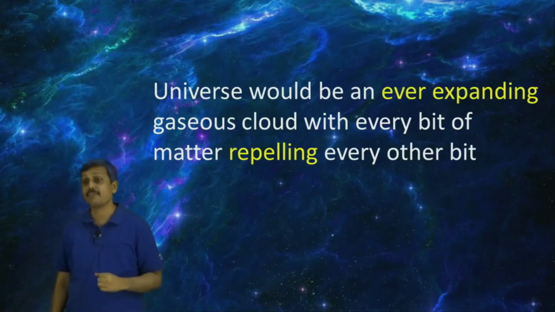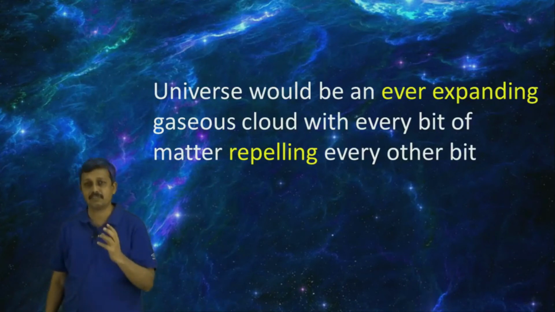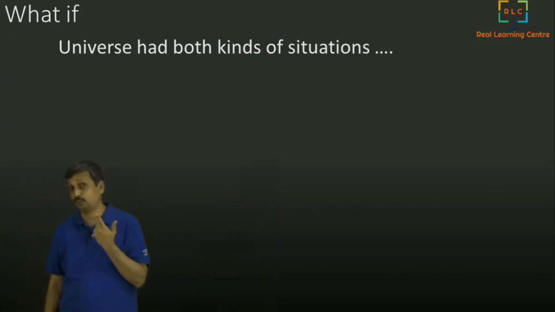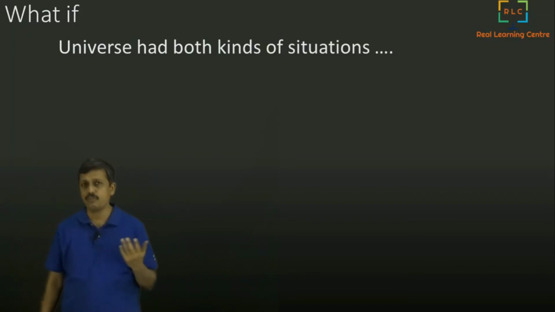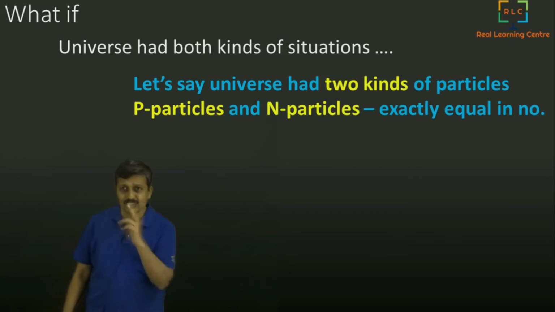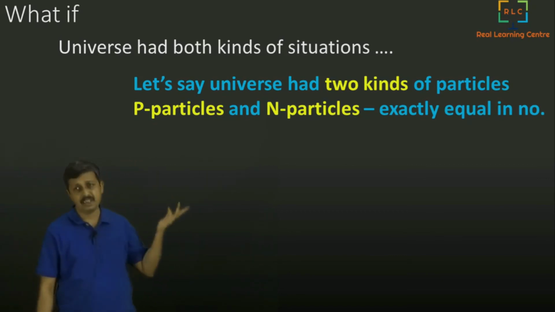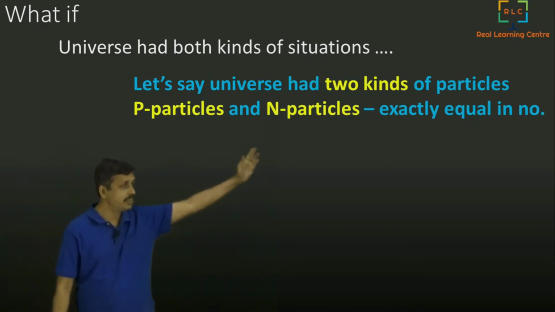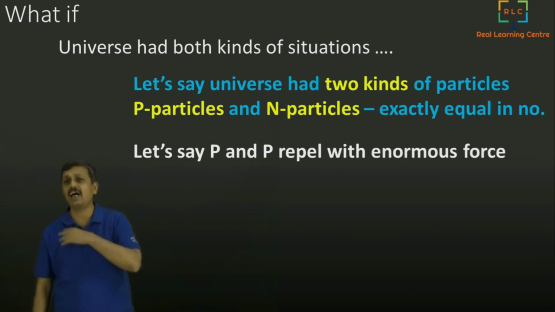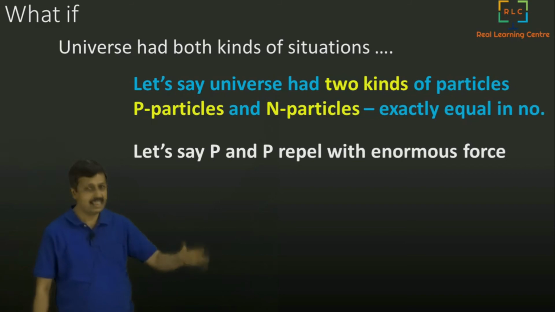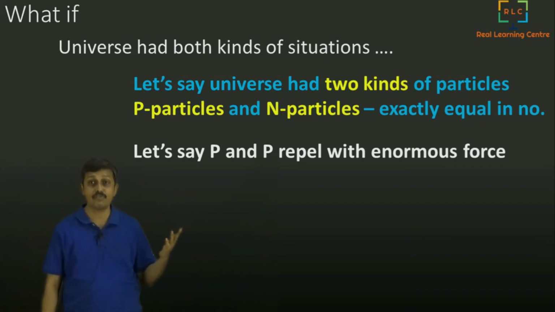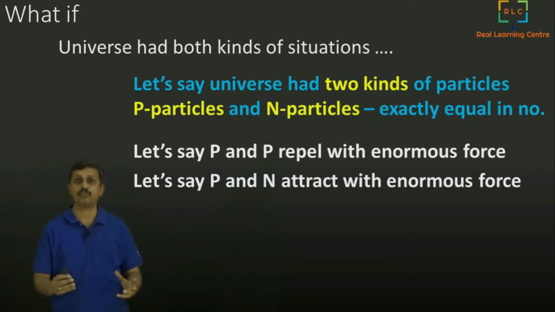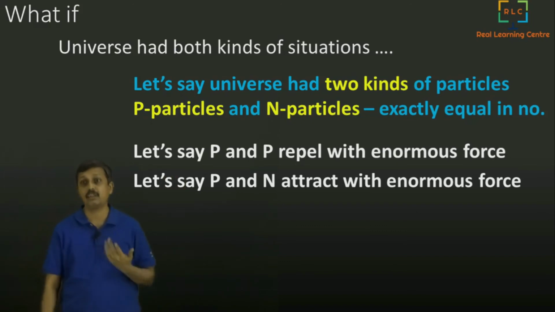So that would have been the case if you had a repelling force much stronger than gravity. Now suppose the universe had both kinds of situations, very strong repulsive force and very strong attractive force. Let's say the universe had two kinds of materials. I will call them p particles and n particles, exactly equal in number. 50% of the particles are p particles and 50% are n particles. Let's say p and p particles always repel with enormous force, and n particles also repel with enormous force, a billion times stronger than gravity. And let's say p and n attract with enormous force. There's a lot of attraction on one side and a lot of repulsion on the other.